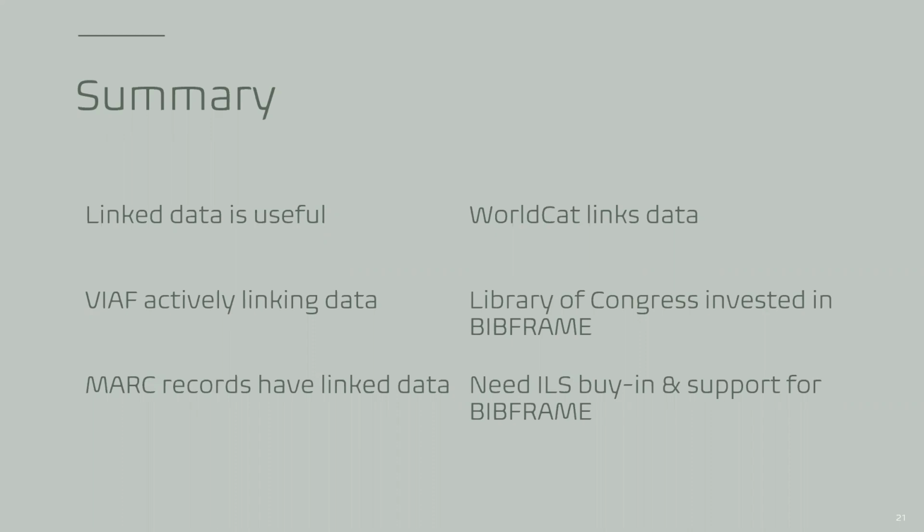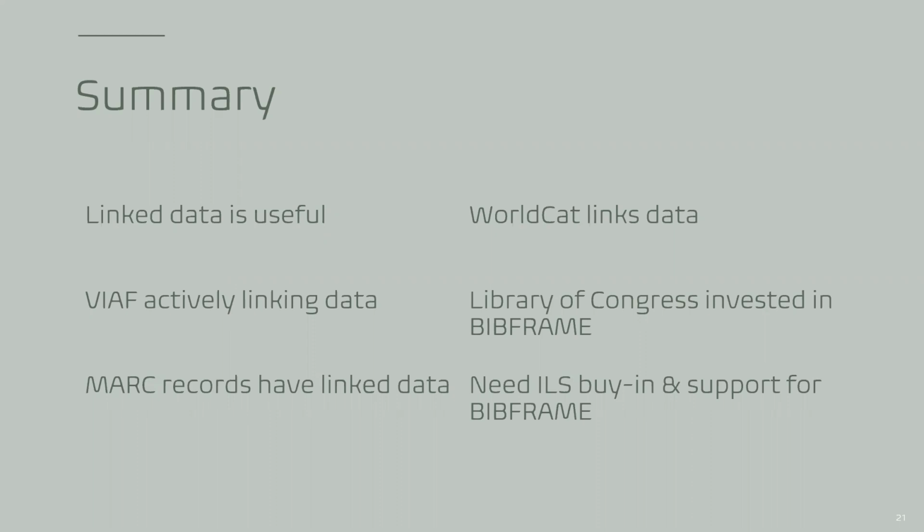The Virtual International Authority File, or VIAF, is a useful resource for linking authority records and linking works, expressions, manifestations, and items, or WEMIs, and connecting them to one creator. MARC records have linked data, which also link WEMIs, connecting all WEMIs to one creator. WorldCat links data, allowing patrons to filter and sort by creator, format, publication date, subject, etc. The Library of Congress is clearly vested and invested in BIBFRAME.